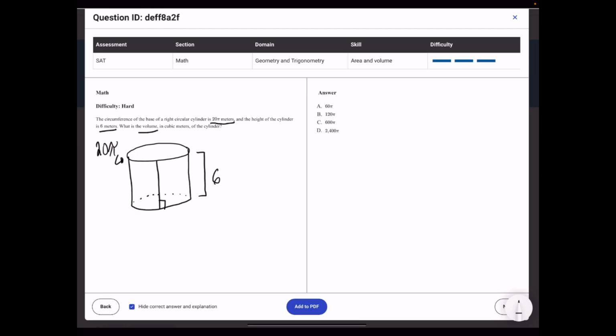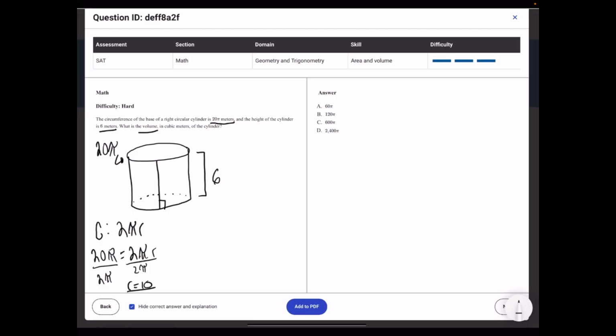You're going to need two equations for this. We're going to start by solving for the radius using the circumference formula. So we've got C equals 2 pi times r, and we're given the circumference, so we can put that in for C. So 20 pi is equal to 2 pi r. And then when we divide by 2 pi, we find the radius, so the radius is 10.